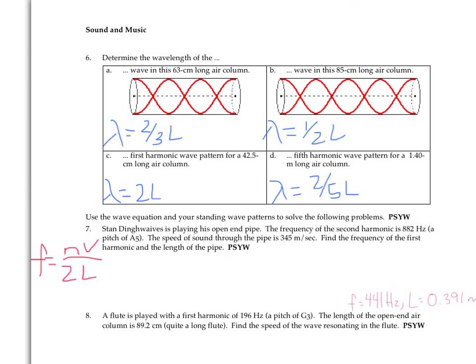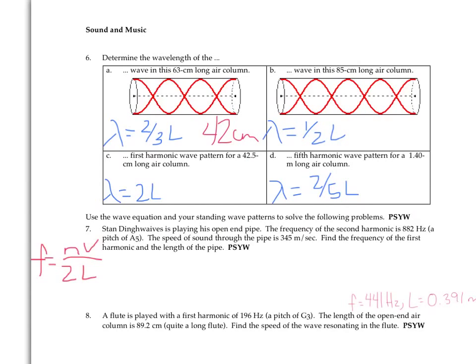I've gone ahead and transferred the relationships of wavelength and length from the previous page for each of these particular standing waves. This is a third harmonic wave, a fourth harmonic wave, and then indicated here, of course, first and fifth harmonic. So I'm just going to plug numbers into these equations to get my results. The wavelength in part A is equal to 2/3 the length. The length is 63 centimeters. I multiply that by 2/3 and I get 42 centimeters for a wavelength here.